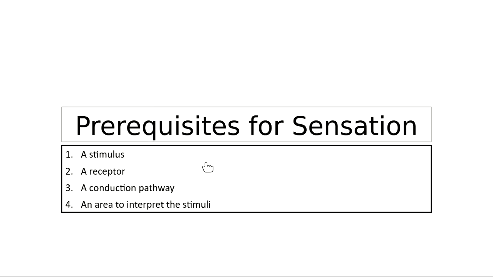Four prerequisites for sensation. You have to have a stimulus, a change in the environment, like the light increases or the light decreases, or the wind starts blowing, or the temperature gets hotter or colder, or sound gets louder or softer. That's the stimulus, a pain, you know, pressure on your body, some stimulus.